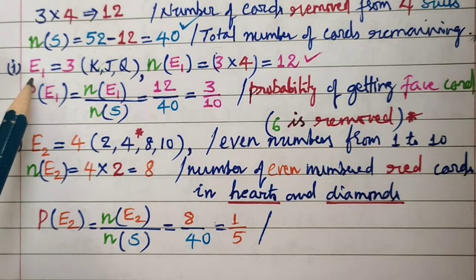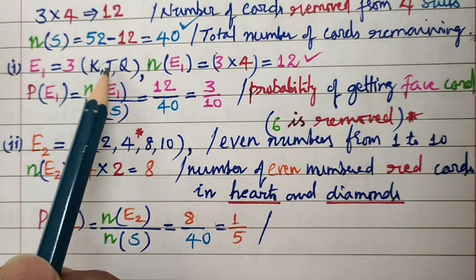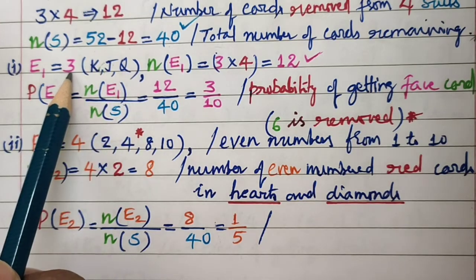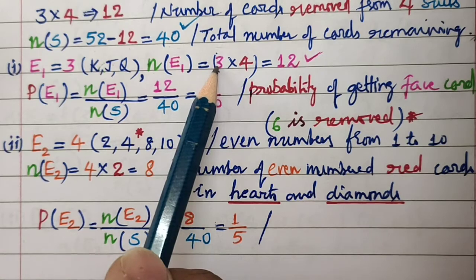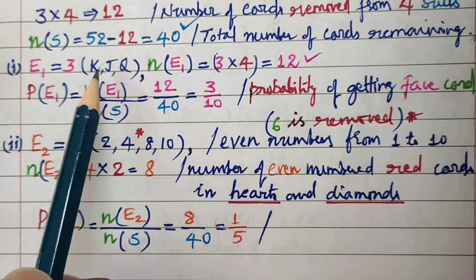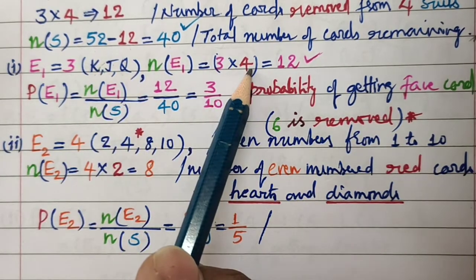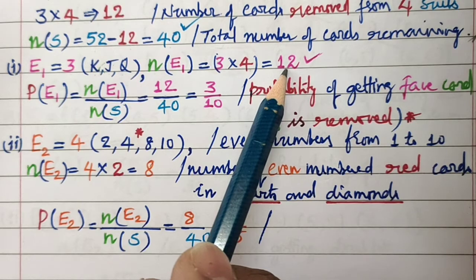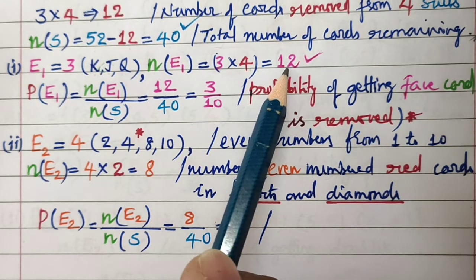Event E1 is the event of getting a face card: K, J, Q. The number of face cards is 3 into 4. There are 4 suits, and in each suit there are 3 cards, K, J, Q. There are 3 cards in each suit and 4 suits, that is 12. The number of face cards is 12.